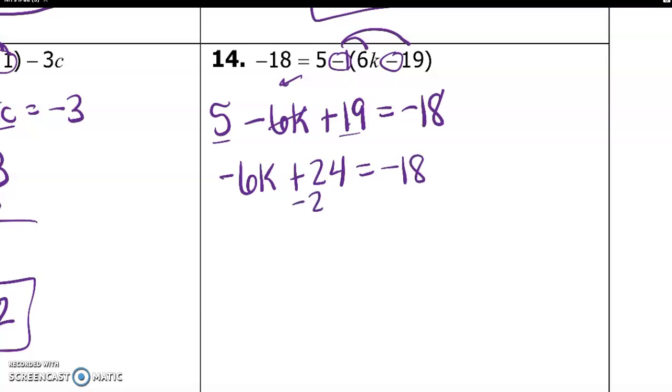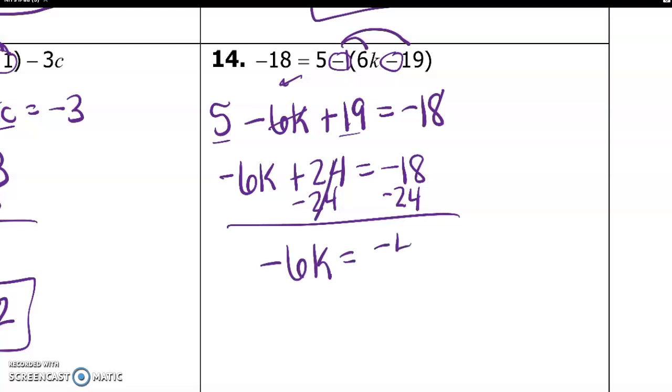Then I need to get rid of the 24, so minus 24. Negative 6k equals negative 42. Negative 18 minus 24 gives us negative 42. Divide both sides by negative 6, and k is equal to 7.